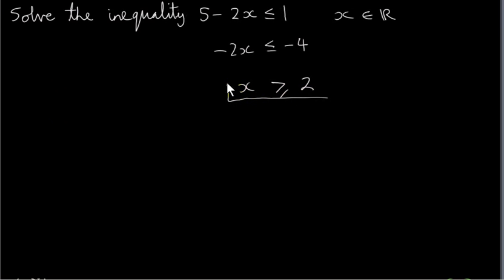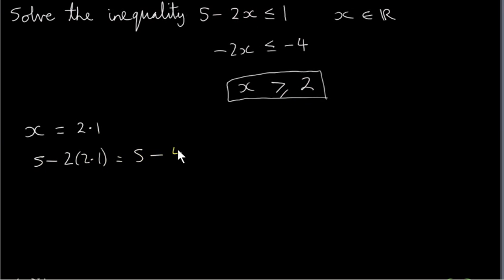So what does this solution here mean? It means that if we take any number x, any real number x that's greater than or equal to 2, then 5 minus 2x will be less than or equal to 1. For example, suppose we take x equals 2.1. 2.1 is clearly greater than 2. If we plug it in here, we get 5 minus 2 times 2.1. That's 5 minus 4.2, which is 0.8. And 0.8 is indeed less than 1. It's less than the right hand side, which is 1. So it does check out.